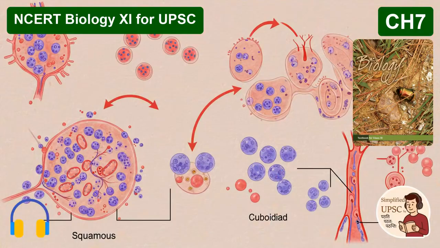And connecting these cells, you have things like gap junctions, which are like little channels linking the cytoplasm of adjoining cells for super fast communication. Interesting. Okay, what's the next type? Connective tissue. This one is the most abundant and widely distributed. Its whole job is to link and support everything else.